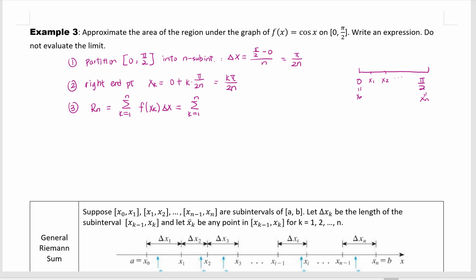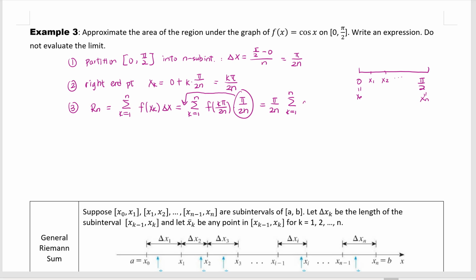f of x sub k is f of k pi over 2n. Change of x is pi over 2n. Because this is a constant term, we can move it outside. Constant means it has no k in it. k is like the variable; it changes from 1 to n. So that's pi over 2n and the sum from k equals 1 to n.